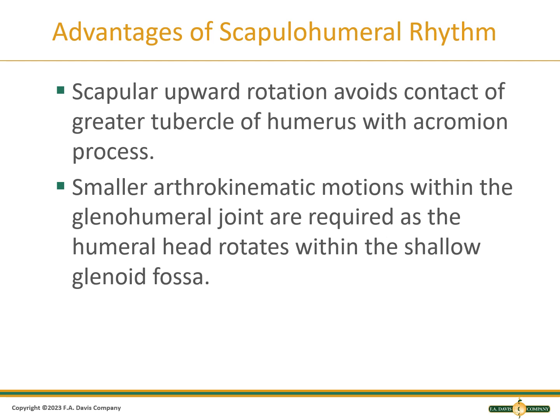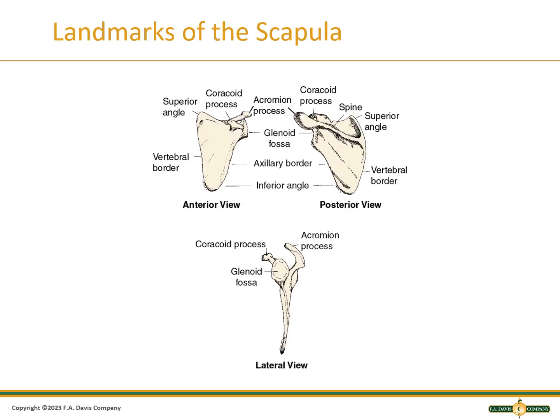There are smaller arthrokinematic motions within the glenohumeral joint that are required as the humeral head rotates within the shallow glenoid fossa. That's because the humeral head is so much bigger than the glenoid fossa, and that's why we also have the labrum that surrounds the glenoid fossa to help deepen that and promote better articulation.